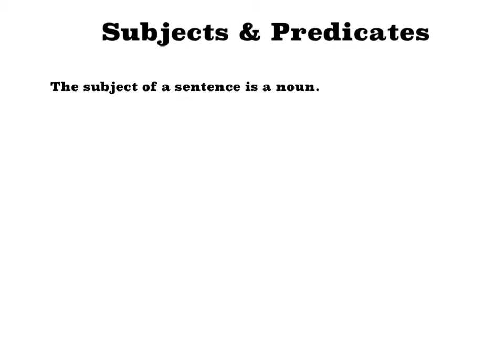The building blocks of sentences are nouns and verbs, and the subject of a sentence is always a noun. The predicate in a sentence is always a verb. So again, the building blocks of any sentence must include both a noun and a verb, or another way of saying it is a subject and a predicate. The subject is always a noun, the predicate is always a verb.